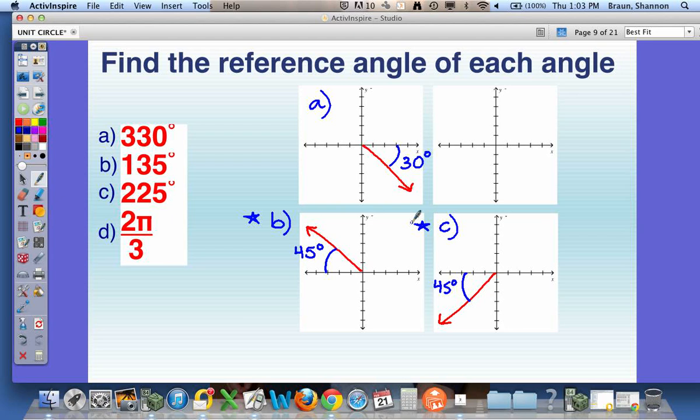Okay, and this last one is in what right now? Radians. Do we like radians? No. So can we replace pi with 180? It would be 120, right? 180 divided by 3 is 60. 60 times 2 is 120 degrees. Okay, so if I draw a 120-degree angle, that's about right here. And what's my reference angle? 60 degrees.